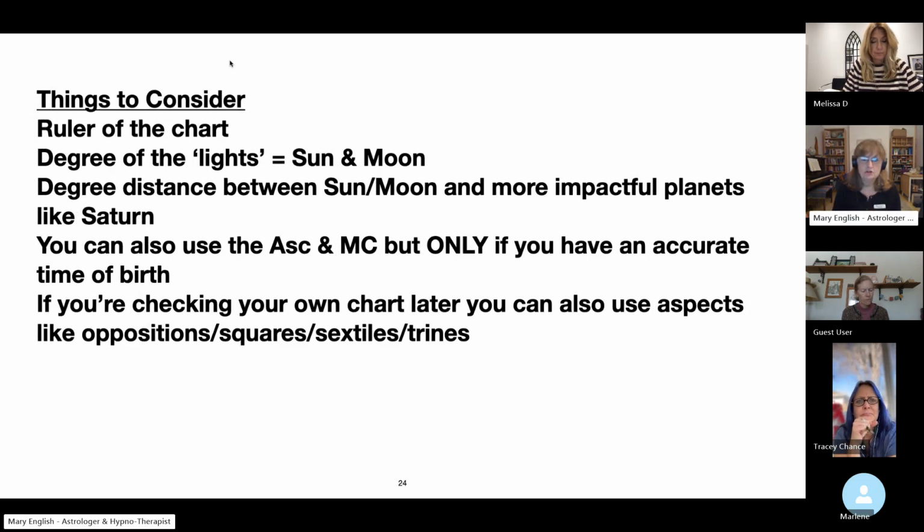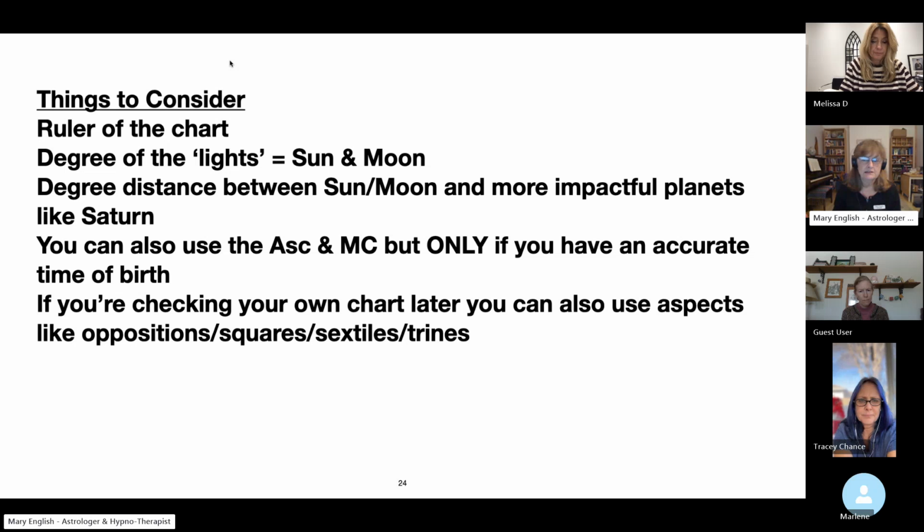Things to consider. Ruler of the chart. So in my mother's case, she had a Gemini ascendant, so the ruler to her chart is Mercury. The sister whose example I gave is a Libra ascendant, so the ruler to her chart is Venus. Maybe those might be more important planets, but consider them.